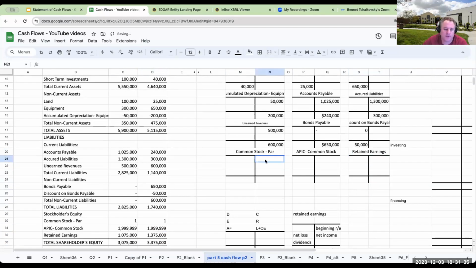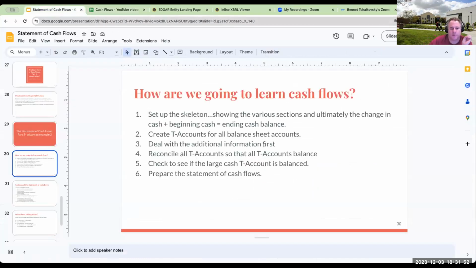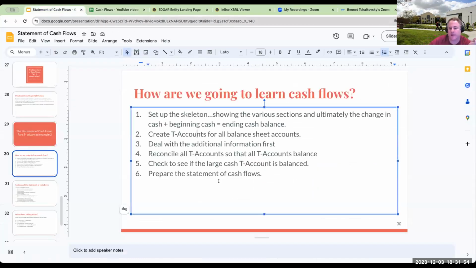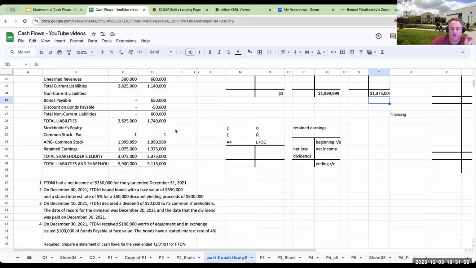Okay. Common stock at par went from 1 to 1. Additional paid in capital common stock, 199,999 to this. Retained earnings, 1,075,000 to 1,375,000. So that is our second step. We have created the T accounts for all the balance sheet accounts. We're now going to deal with the additional information first.